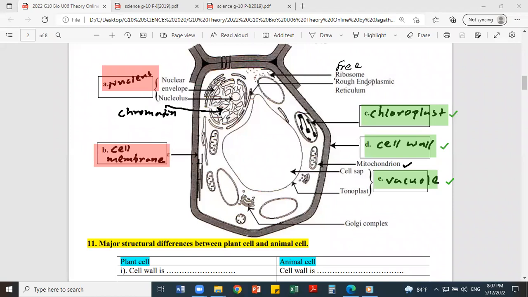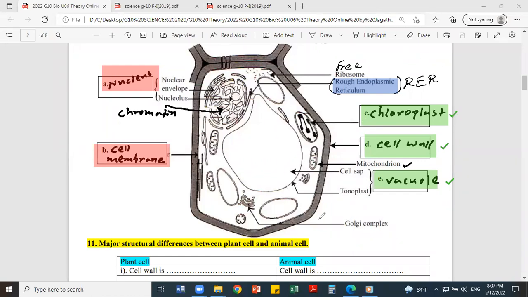And rough endoplasmic reticulum, that is within brackets, right? RER. What is the short method for rough endoplasmic reticulum? RER. Why is it called rough? With ribosomes. Can you please highlight here? There are tiny dots attached to that. Rough endoplasmic reticulum, also known in short form as RER: R for rough, E for endoplasmic, R for reticulum, RER.